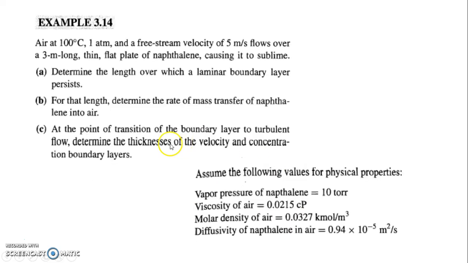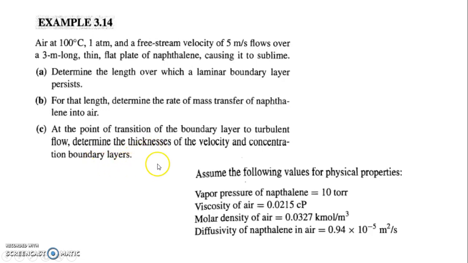So let's do example 3.14. Air at 100 degrees C and a free stream velocity of 5 meters per second flows over a 3 meter long thin flat plate of naphthalene, causing it to sublime. A. Determine the length over which a laminar boundary layer persists. B. For that length, determine the rate of mass transfer of naphthalene into air. And C. At the point of transition of the boundary layer to turbulent flow, determine the thickness of the velocity and concentration boundary layers.